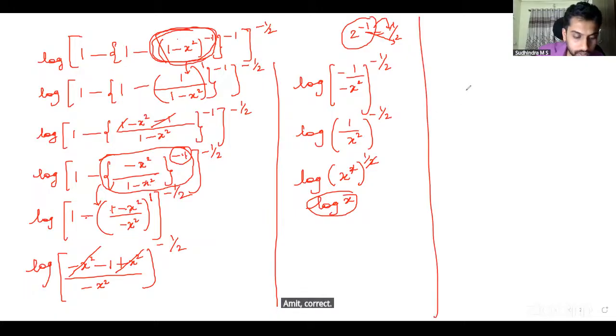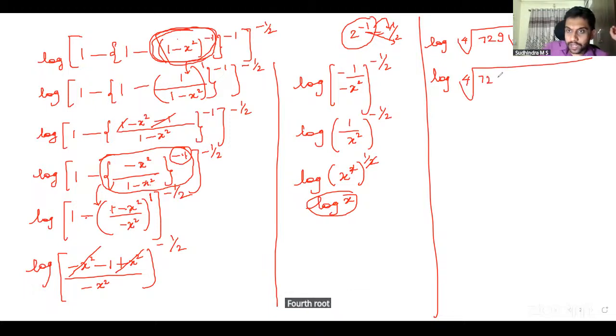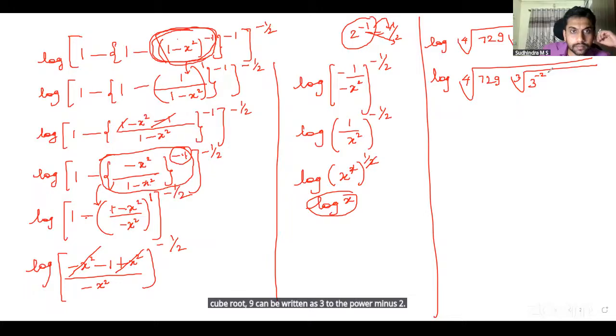Now, what is the equation? Log of 4th root 729 cube root 9 to the power minus 1 into 27 to the power minus 4 by 3. So I'll write this as log of 4th root 729 cube root 9 can be written as 3 to the power minus 2, into 27 can be written as 3 to the power 3, the whole power minus 4 by 3. 3 and 3 gets cancelled.